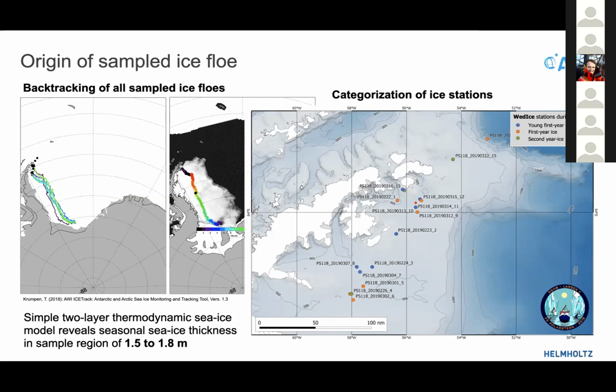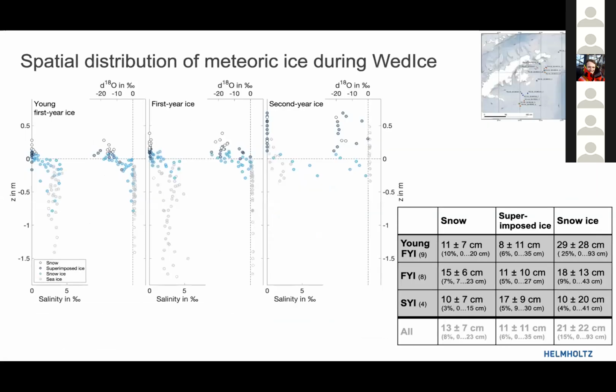Based on that, I did the same analysis again. We now see the salinity and the isotope analysis separated for the three groups I just mentioned. In the right panel and the table on the right is an overview of the superimposed ice and snow ice fractions, and it looks actually much more reasonable.